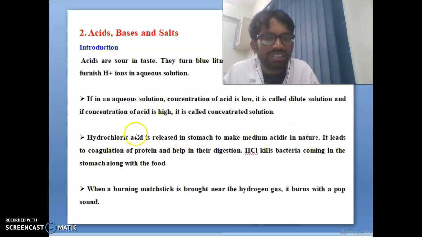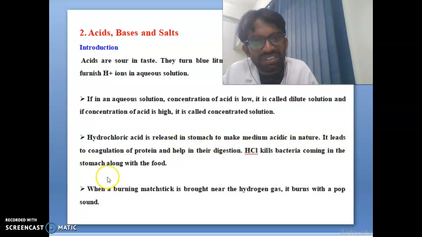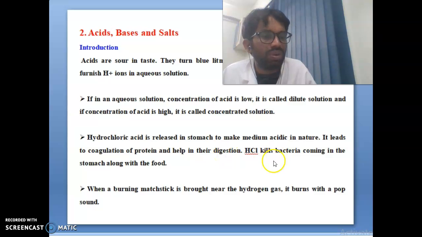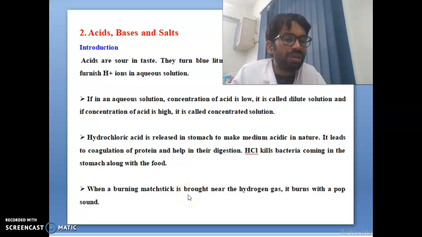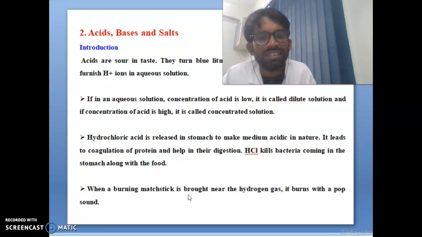Okay. And next one, you can see hydrochloric acid is released in the stomach to make the medium acidic in nature. So it leads to coagulation of protein. It helps in their digestion. So hydrochloric acid kills bacteria coming into the stomach along with the food. Next one, see when a burning matchstick is brought near hydrogen gas, it burns with a pop sound, that is how hydrogen gas is identified.